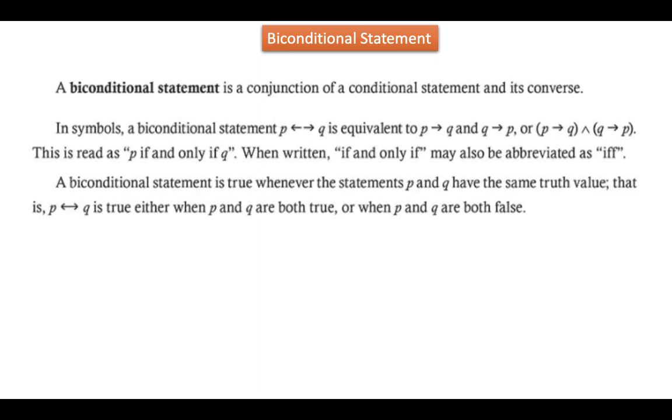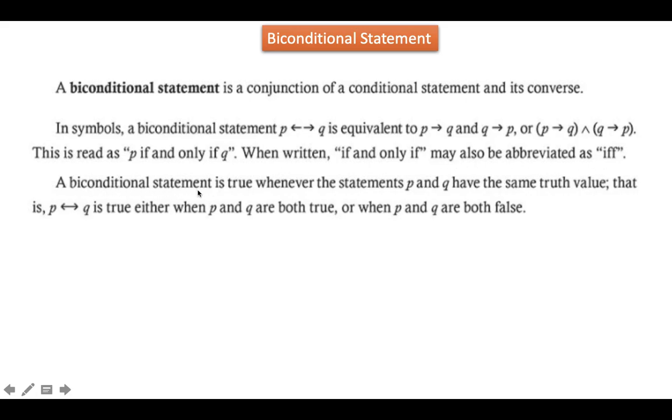Biconditional statement. It is a conjunction of a conditional statement and its converse. A biconditional statement, P if and only if Q, is equivalent to P implies Q and Q implies P, or it can also be written in this way. It is read also as P implies Q and, where this symbol means and, Q implies P. When written, if and only if may also be abbreviated as IFF.